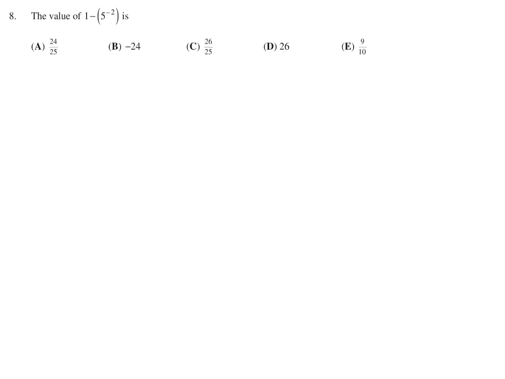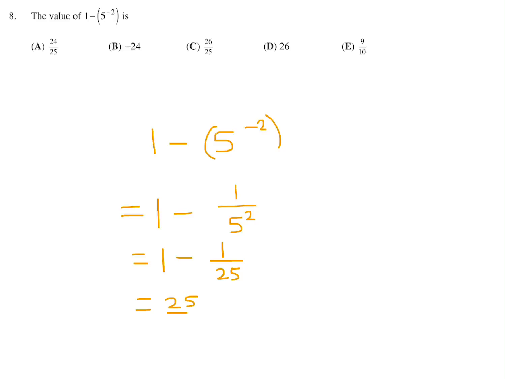The value of 1 minus 5 to the exponent negative 2. So we have 5 to the exponent negative 2 in brackets. So that is going to be 1 over 5 to the exponent 2. And then 1 over 5 to the exponent 2 is 1 over 25. And then this now becomes a fraction type question. So get a common denominator, and then we're left with 25 minus 1, which is 24, and that is over 25. So 8, the answer would be A.